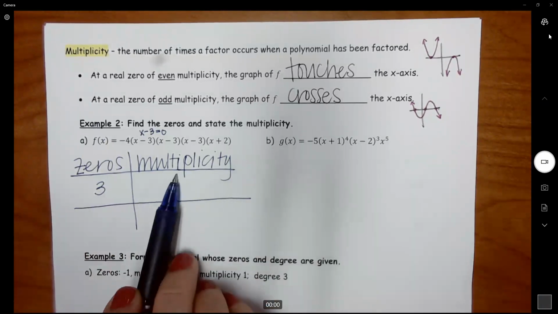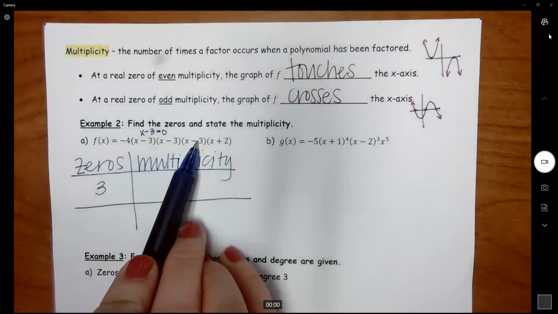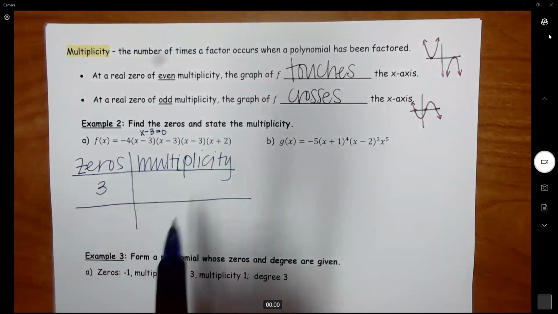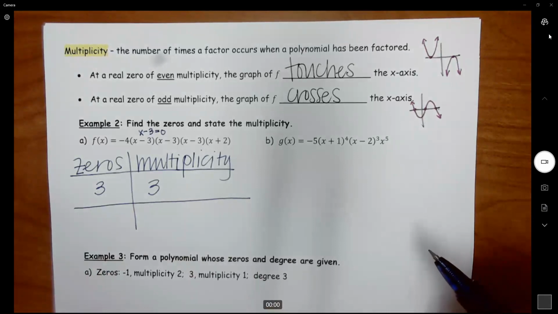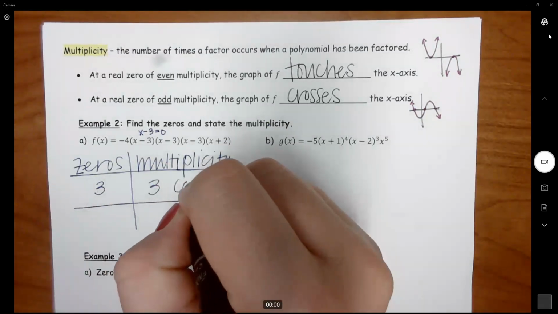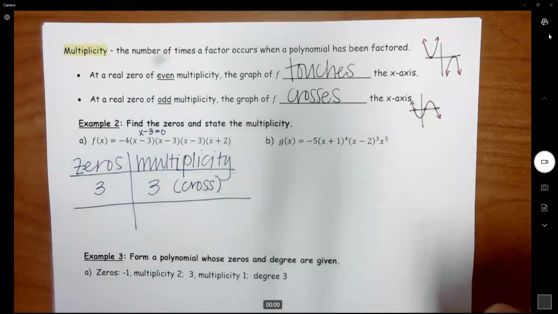So then what is its multiplicity? Well, I have an x minus 3, an x minus 3, and an x minus 3. How many times is that occurring at a 0 of 3? 3 times. So my multiplicity is 3, which is odd. And so that means that at 3, that graph is going to cross through.